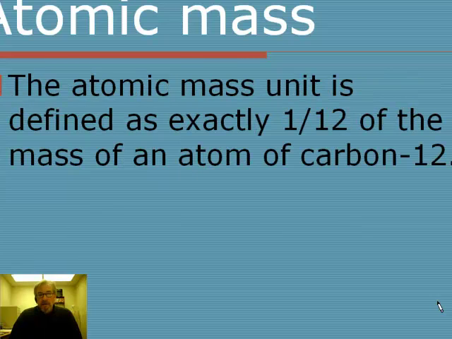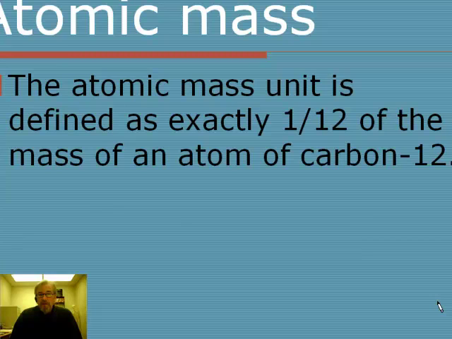Second of all, the atomic mass unit isn't really the mass of a proton or a neutron. In fact, it's defined as exactly 1/12 of the mass of an atom of carbon-12. Now that is really close to a proton's mass or a neutron's mass, but it isn't exactly. And so just adding up the mass number doesn't really give us the atomic mass.